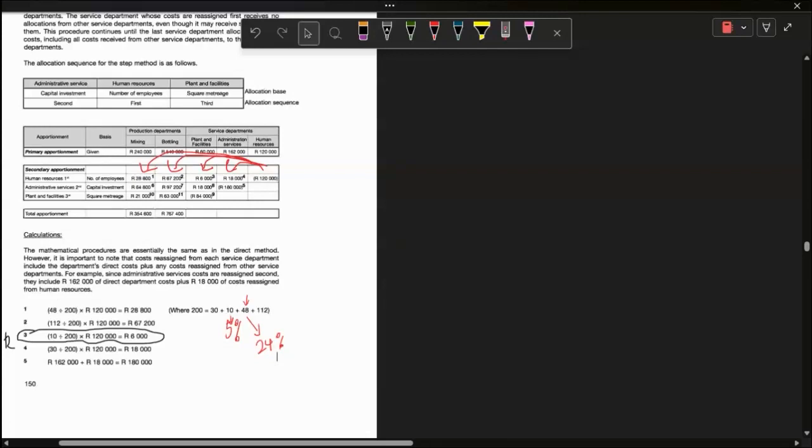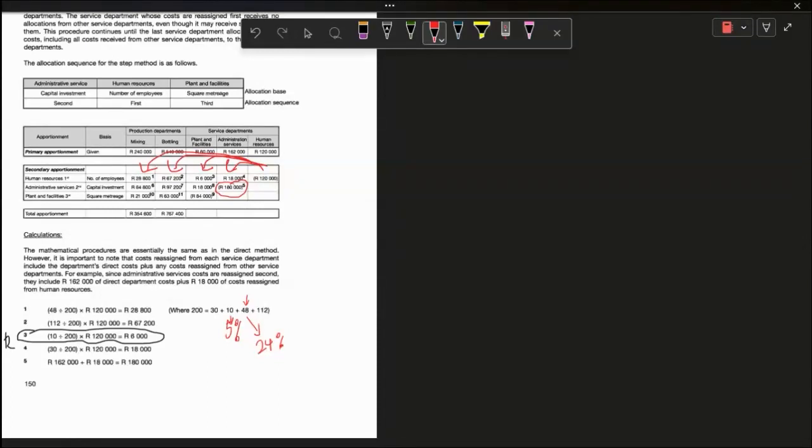So now you have 18,000 that has come from the human resources. Human resources has given 18,000 to the administrative services. What is the total cost allocated to the administrative services? Originally, it was 162,000 plus what has come from the human resources, 18,000. It's going to be a new total of 180,000. Here it is, guys. Do you see it? So now you have to apportion this new total to the remaining departments.